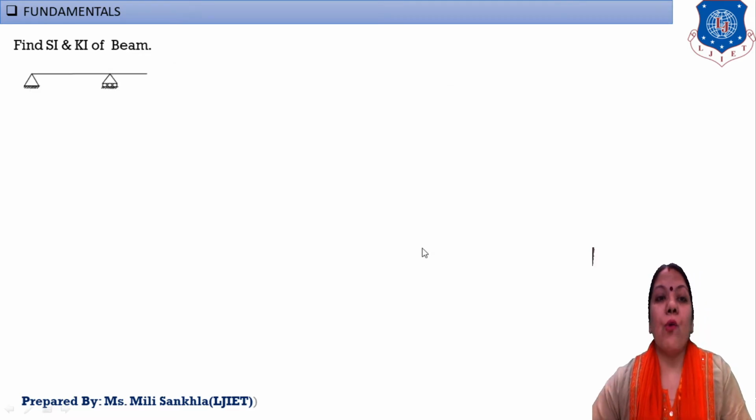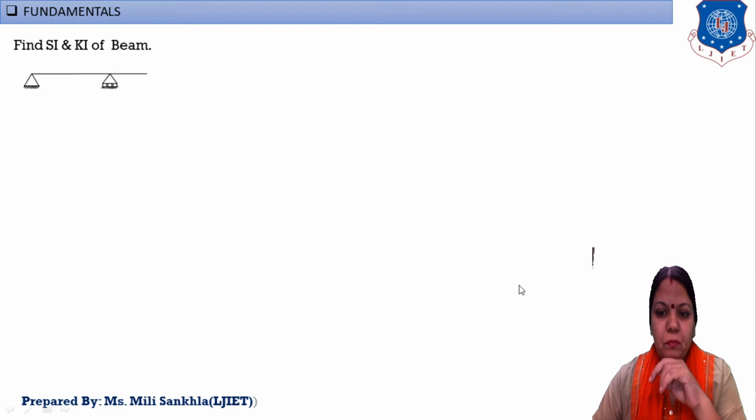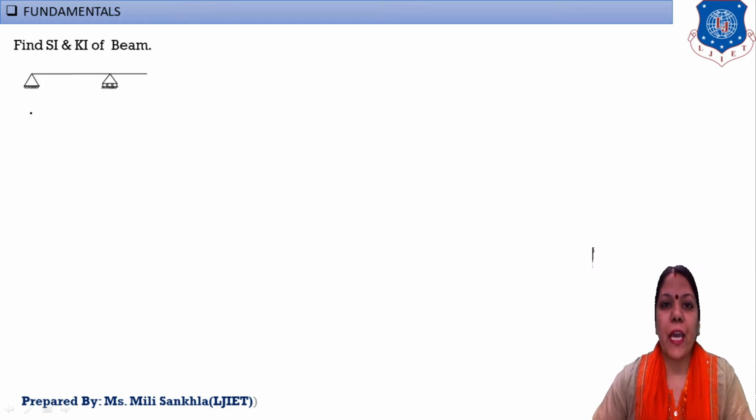Here I take an overhanging beam. Now first we make a heading, SI and KI of beam. So write down here, first we find out SI of beam.